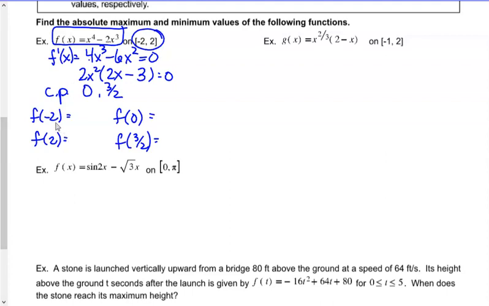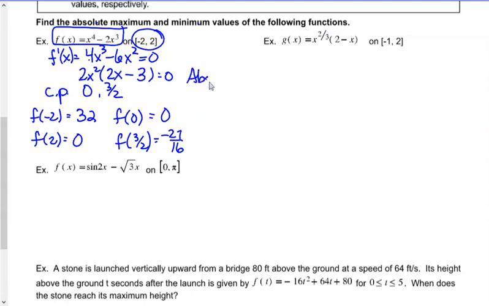So when I do f of -2, I get 32. When I do f of 2, I get 0. When we do f of 0, we get 0 also. And f of 3/2 is going to be -27/16. Okay? So once we have each one of those, now we can determine the absolute max and the absolute min by figuring out which is the biggest and which is the smallest. So here I have the biggest of the y values being at 32 and the smallest being at -27/16.